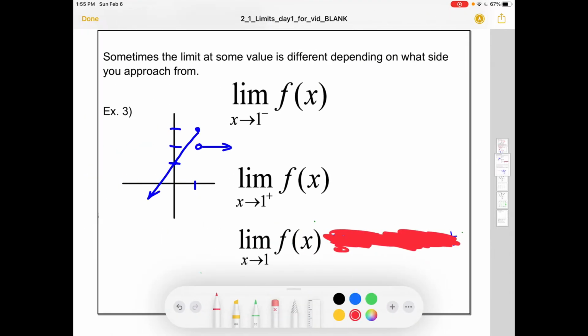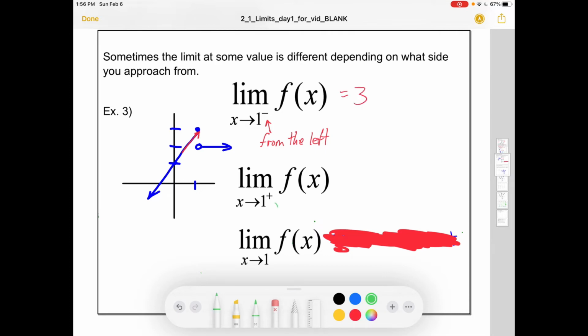There's special notation for this. So if you see the limit as x goes to 1 with this minus here, it looks like a power of minus, that means from the left. So I'm going to go a little bit to the left of 1 and travel towards it. Now, if you're coming from the left, that means you're traveling right. What y value am I going towards? I'm going towards a y value of 3.